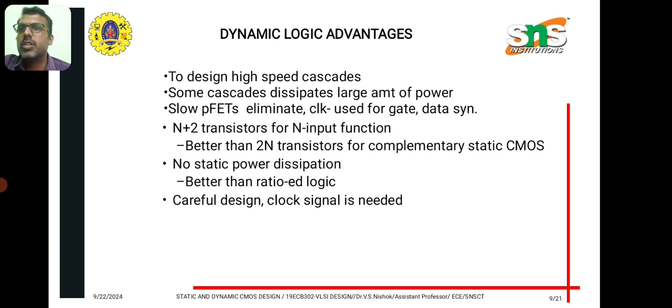In pre-charge mode, the clock signal will be equal to 0, which is given to the PMOS and NMOS transistor, and the input variables will be given to the pull down network. Similarly, in the evaluate mode, the clock signal will be equal to 1 instead of 0, and the n number of inputs will be given to the pull down network. So this is mainly used for reduced transistors and for more cascaded circuits or complex circuits.